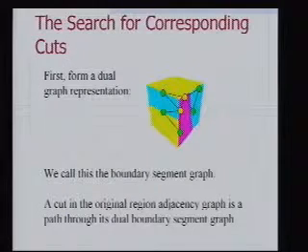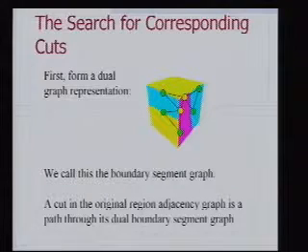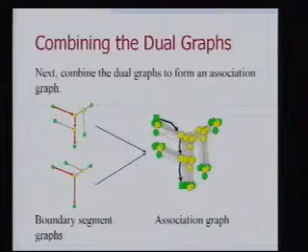Okay. So how are we going to do this? We need a final step to simplify the problem. The first thing we're going to do is form a dual representation of our region adjacency graph. We're going to call it a boundary segment graph. So now the nodes are the boundaries between regions, and there's an edge between two nodes if the boundaries are adjacent. It's just a dual of our original graph. Such that originally, a cut along region boundaries in the original graph now translates to a path along nodes in the boundary segment graph. All right, so that's the transformation we need to start with.